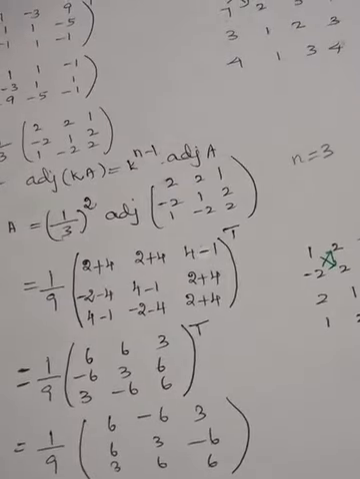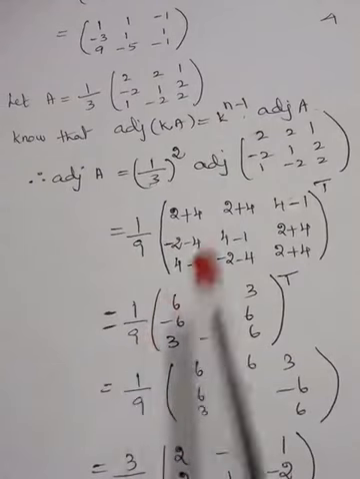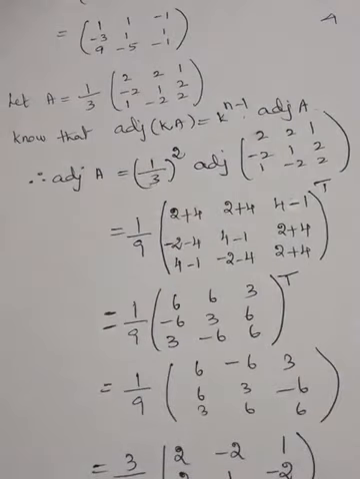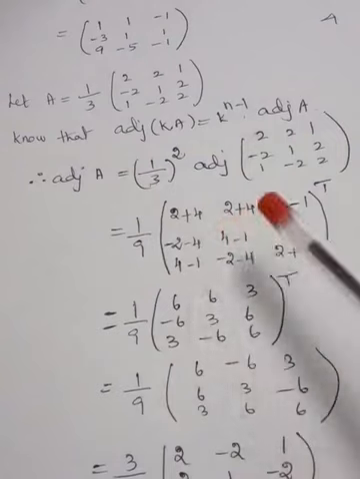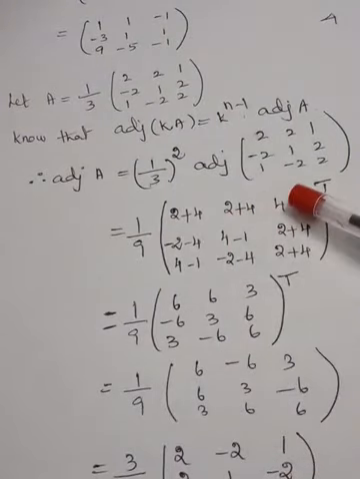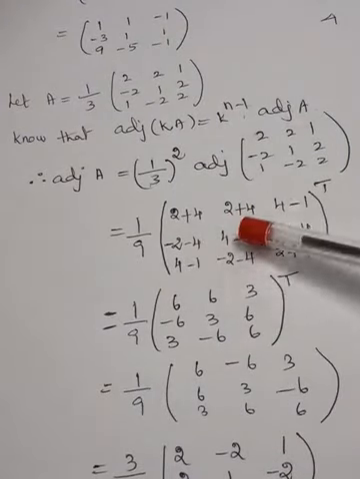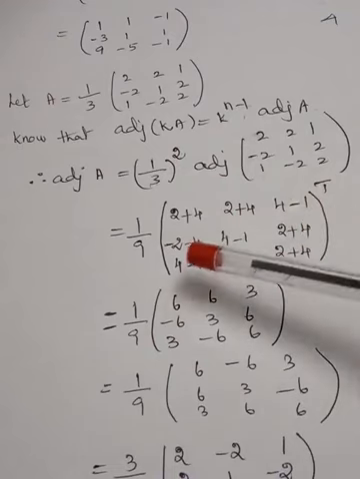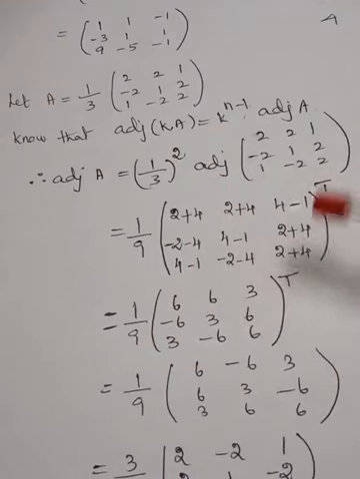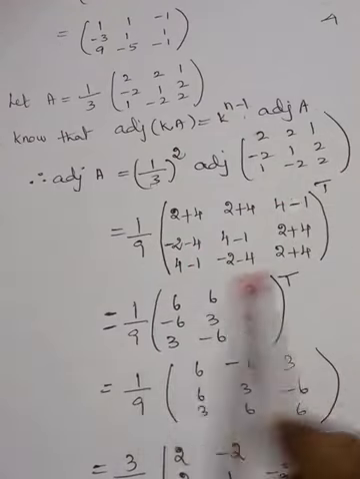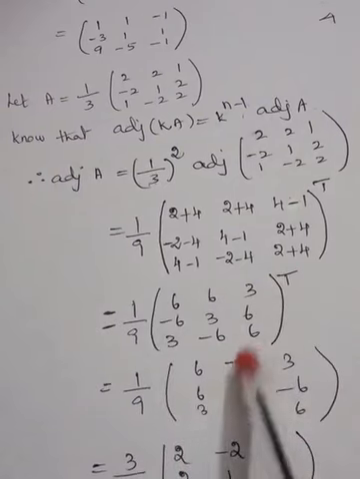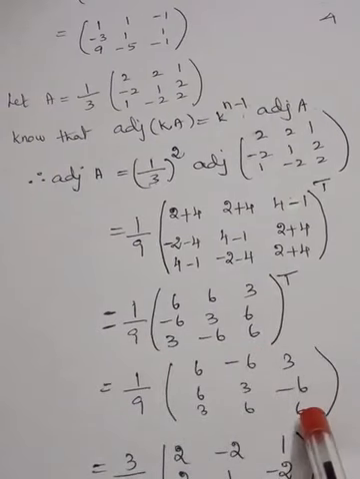So simplify. The constant 1 by 9 is outside, you keep that as it is. This becomes 9. 2 plus 4 is 6, 2 plus 4 is 6. Here is 3. This is minus 6, this is 3. This is 6, this is 3. This is minus 6, this is also 6. Whole transpose. So 1 by 9 into interchanging rows and columns: your first row becomes first column, second row becomes second column, third row becomes third column.